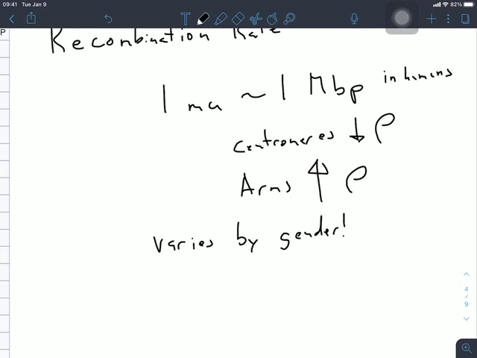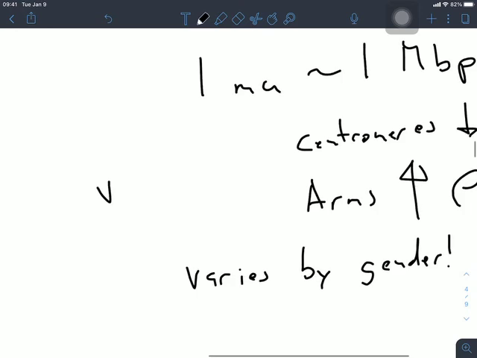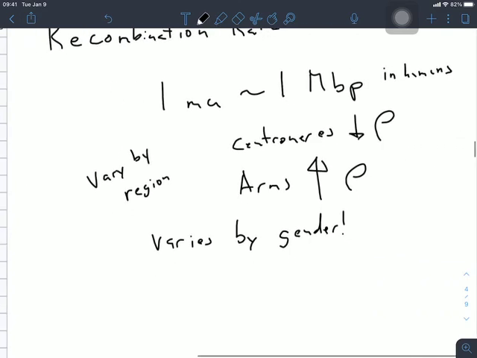So you get variation by region, but also variation by gender. And this is because of the way in which eggs and sperm are performing their meioses, in terms of how much recombination is taking place.